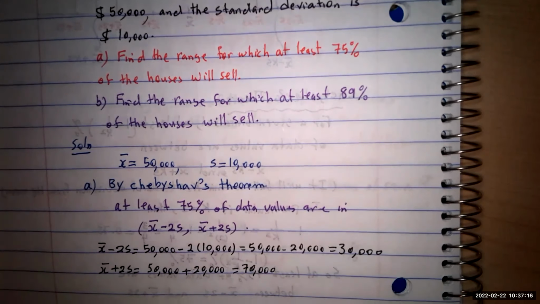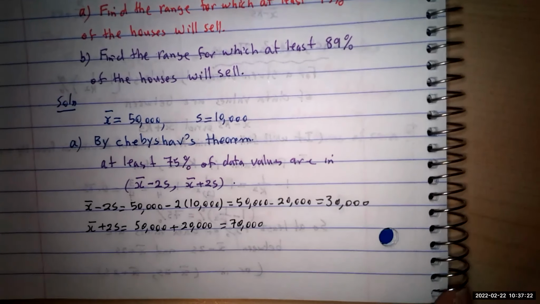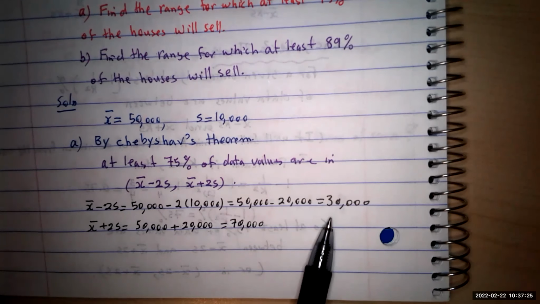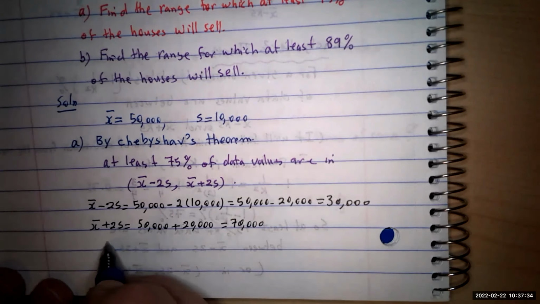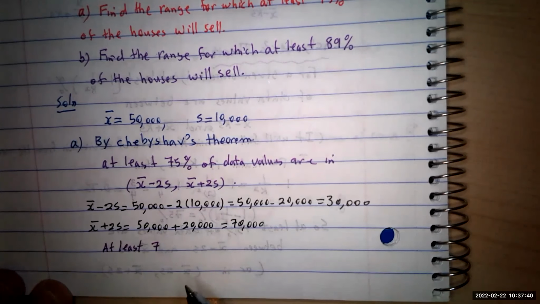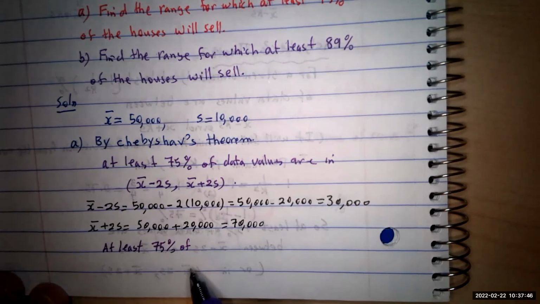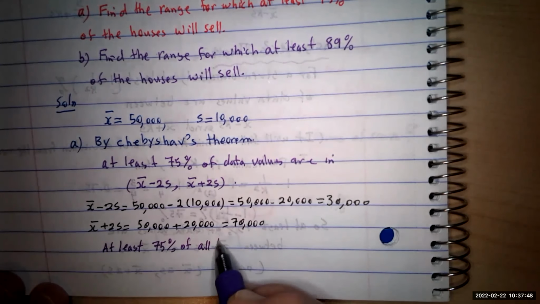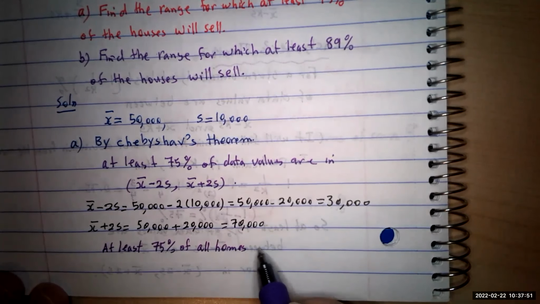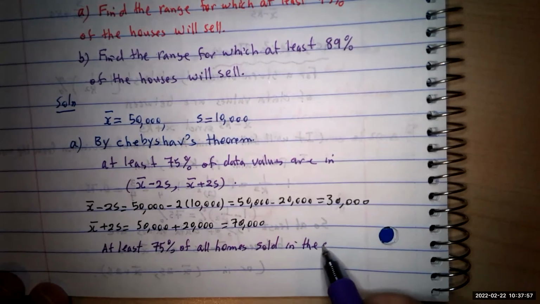Okay, so that will tell us that 75% of the houses will be sold in the price range of between $30,000 and $70,000. So this means at least, just explain it again, at least 75% of all homes, or houses, sold in the area fall within this range.